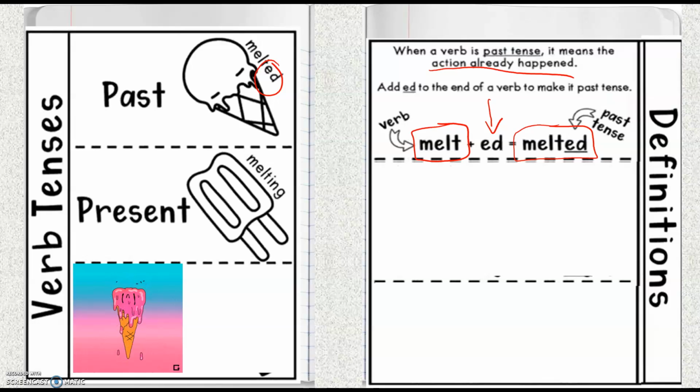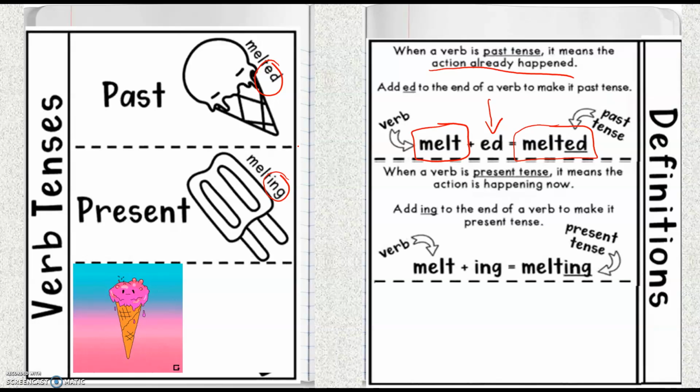Let's look at present tense. Now, in this case, they added the ing. We will not be looking at present tense verbs today, but let's just review them. When a verb is in present tense, it means that the action is happening right now. You are listening to me right now. Listen is our verb, and listening just shows that it's happening right now. Like the ice cream, it is melting right now. Do you see it melting?